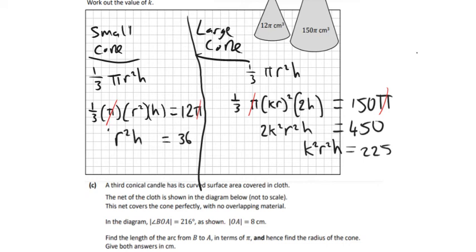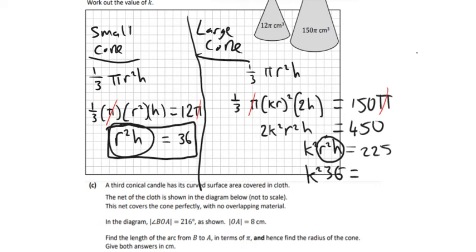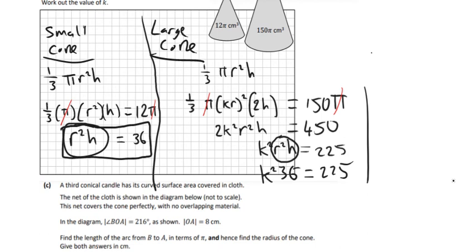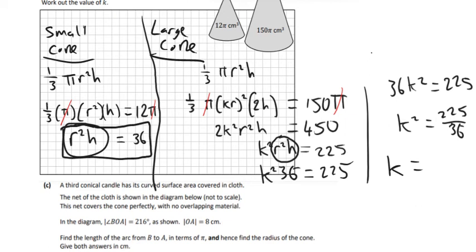Let's just use the information then from the first one and put it into the second one. So we know that r squared times h is the same thing as 36. Therefore I'm going to take this r squared h in here and put a 36 in instead of it. So k squared times 36 has to be equal to 225. Or in other words, 36 k squared is equal to 225. Then k squared, let's move over the 36, equals 225 over 36. And you might spot then that those two numbers are both square numbers. So all you have to do is the square root of 225 and the square root of 36. Square root of 225 is 15, square root of 36 is 6. So 15 over 6, that's what k is.